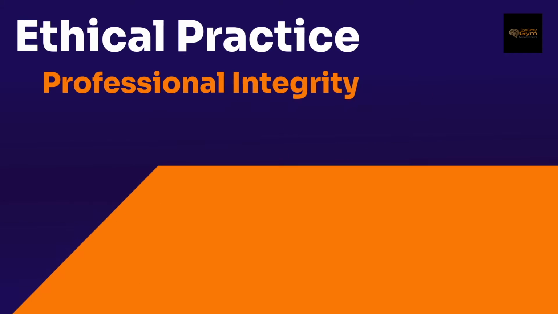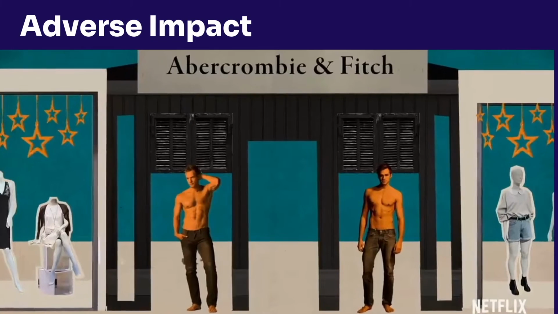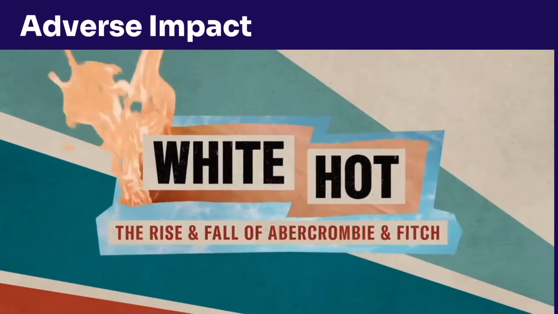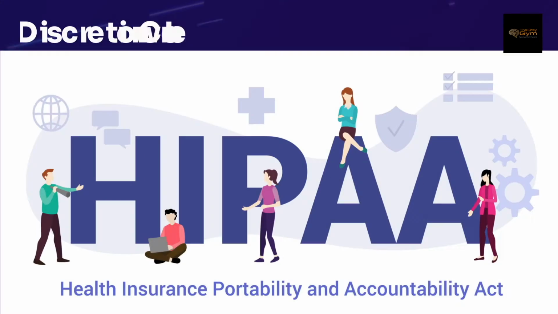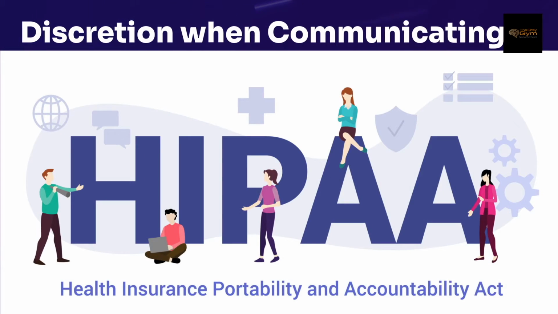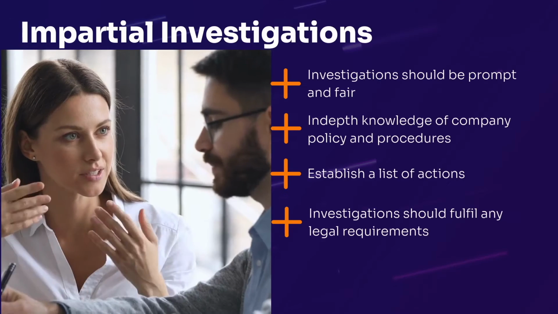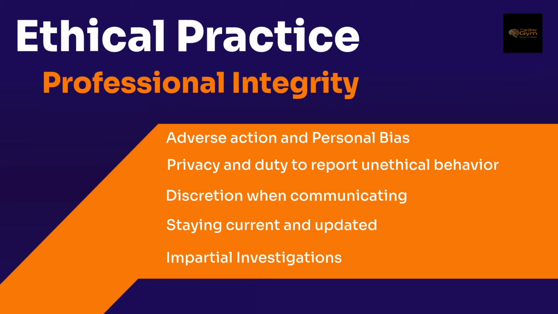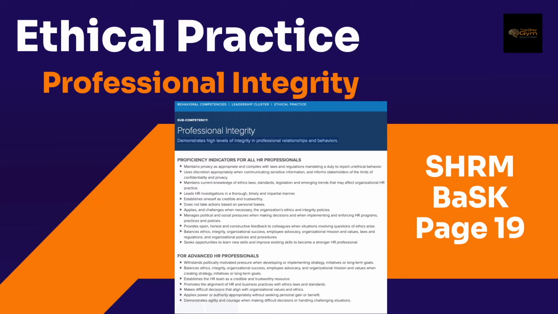The 6 topics we will cover in this video are adverse action and personal bias, privacy and duty to report unethical behavior, discretion when communicating sensitive information, staying current with laws and workplace best practices, impartial investigations, and as always, these topics are directly correlated to the proficiency indicators as listed on page 19 of the SHRM BaSK. Let's begin.